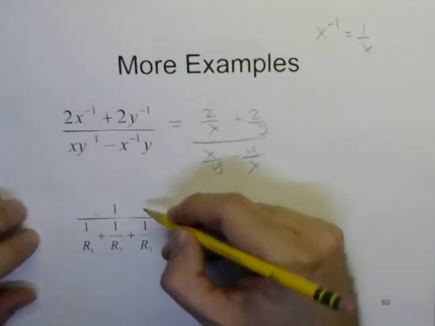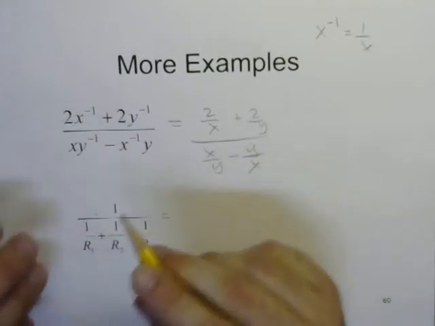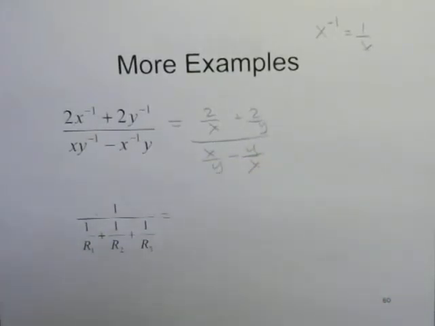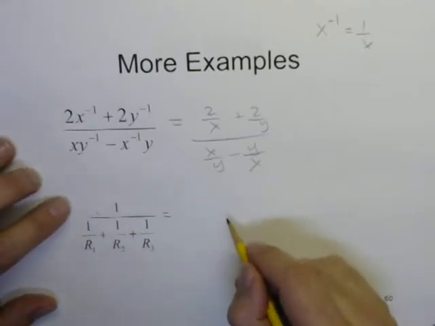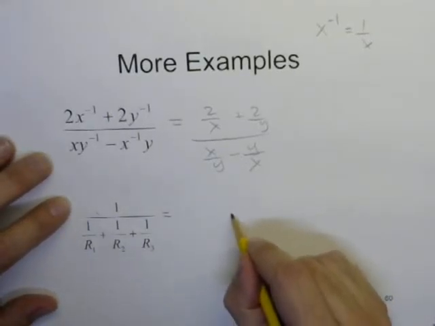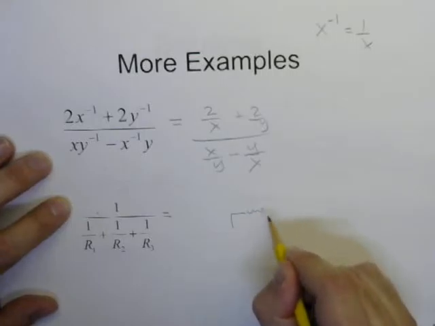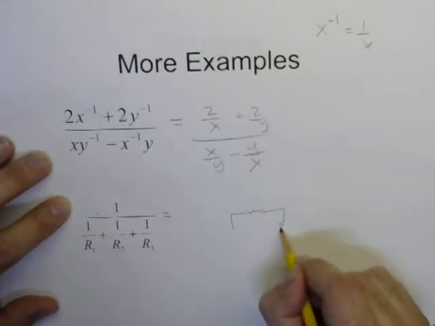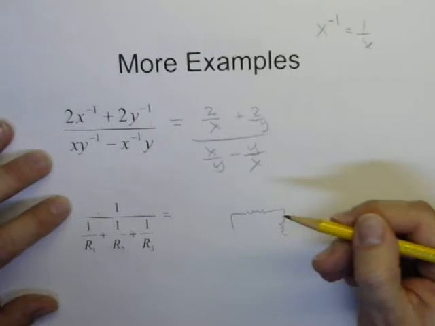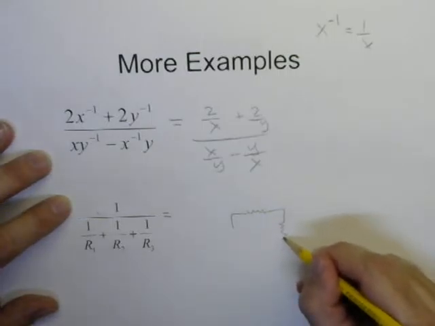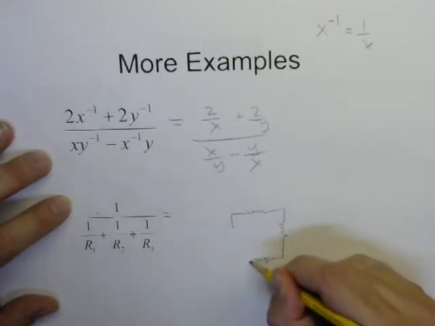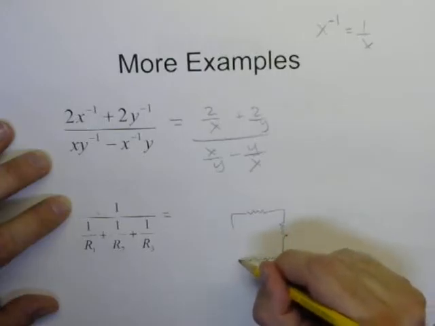Now, there are a couple problems at the end that involve applications. Like, it turns out that if you had electronic circuits in series, if you have like an electronic circuit here where you've got some resistors in here, so a resistor is something that resists the flow of electricity, and that's usually measured in ohms, after the German scientist Ohm.